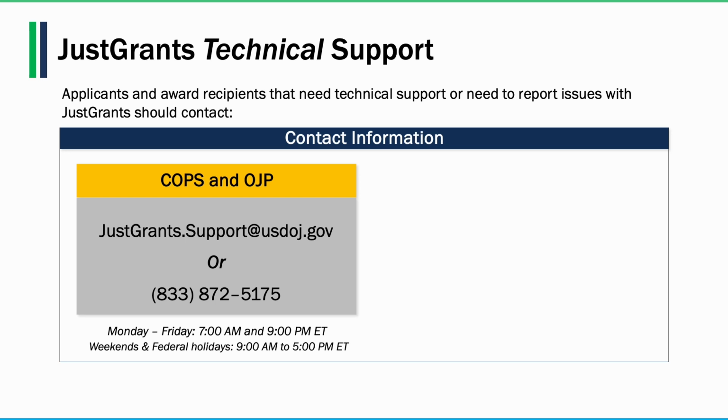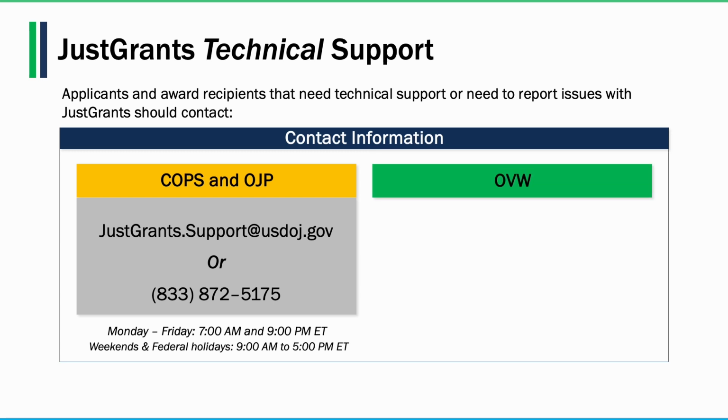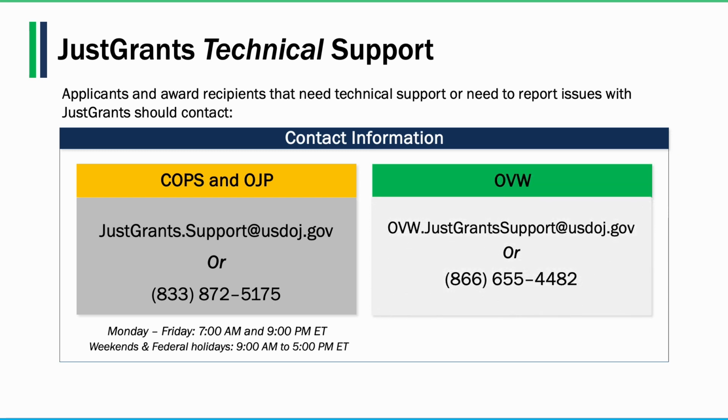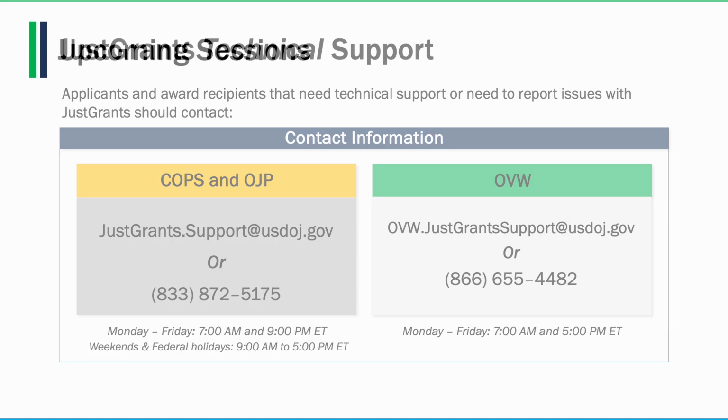If you are an applicant or award recipient for an OVW award and need assistance, contact the OVW support desk at ovw.justgrantsupport@usdoj.gov or call 866-655-4482. Their hours are Monday to Friday 7 a.m. to 5 p.m. Eastern. Please use the JustGrants support email or phone line for any issues that you may have when working in JustGrants.